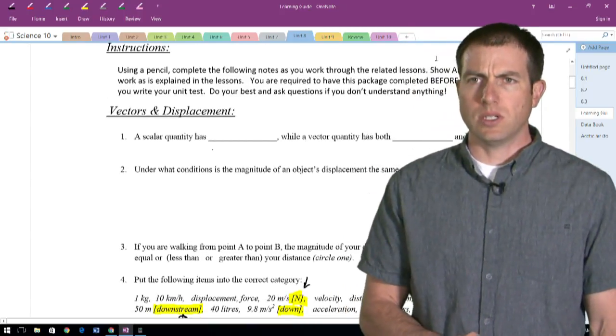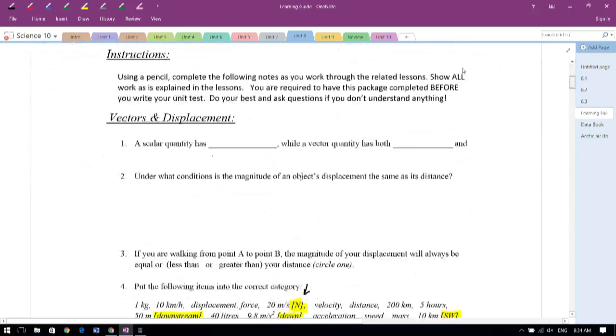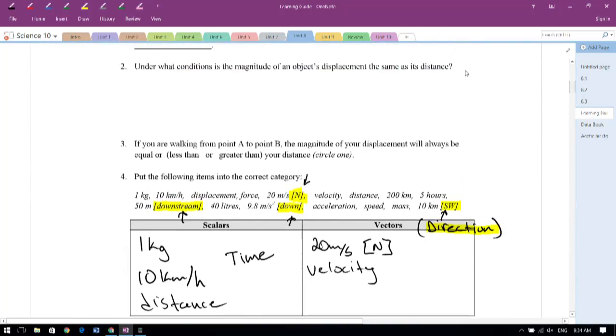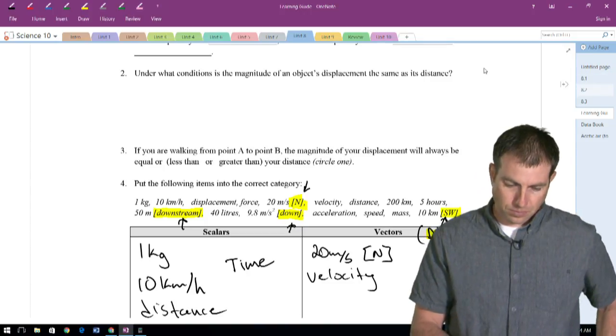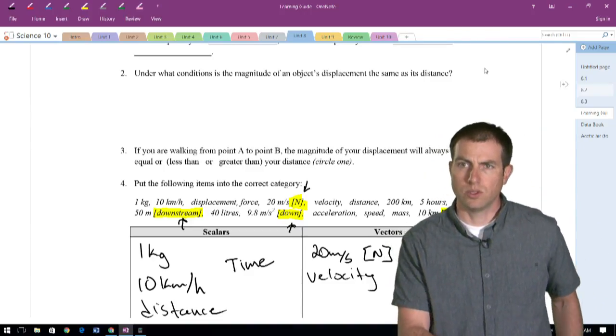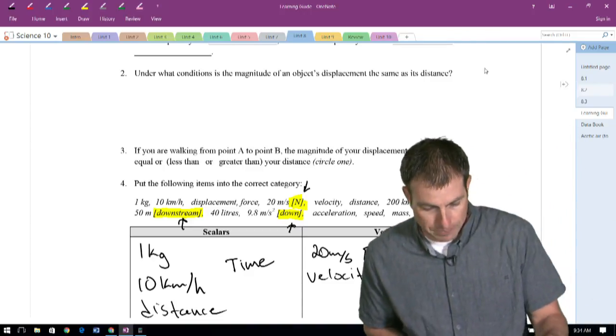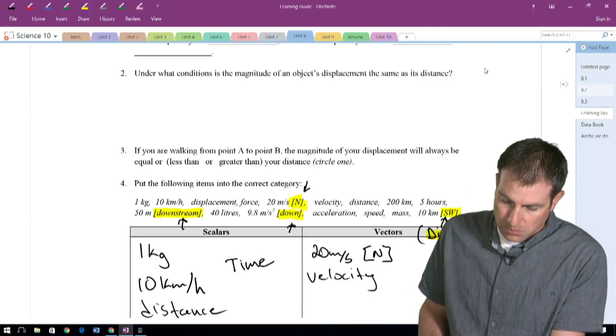All right, so question 2, page 1, and then number 4 on page 1. Under what conditions is the magnitude of an object's displacement the same as its distance? Is that question 2, page 1? That was Kyle. All right, so the magnitude of an object's displacement the same as its distance.